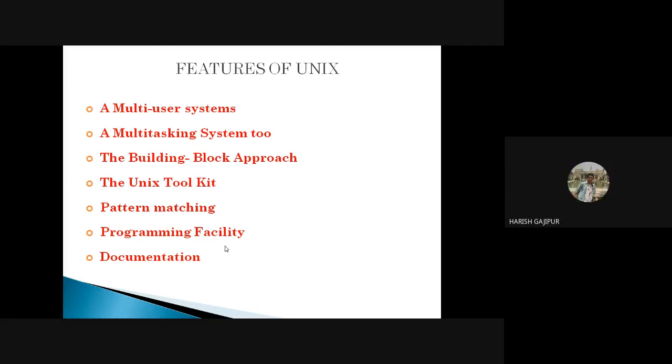Multiple users can log in and multiple tasks can be performed at the same time. Correct. So the next one is the building block approach. The designers never attempted to pack too many features into few tools. Instead, they thought they shall develop a few hundred simple commands, each of which can perform a single simple job.